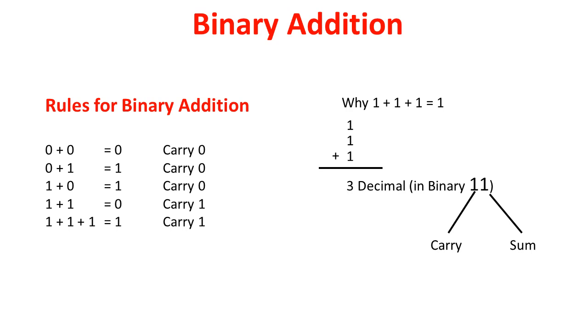Now why 1 plus 1 plus 1 equals 1? If we add 1 plus 1 plus 1, the decimal result will be 3. Now if we convert the decimal result 3 into binary, that will be 1 1. So the sum will be kept as 1 and the carry will also be 1. It's very simple.